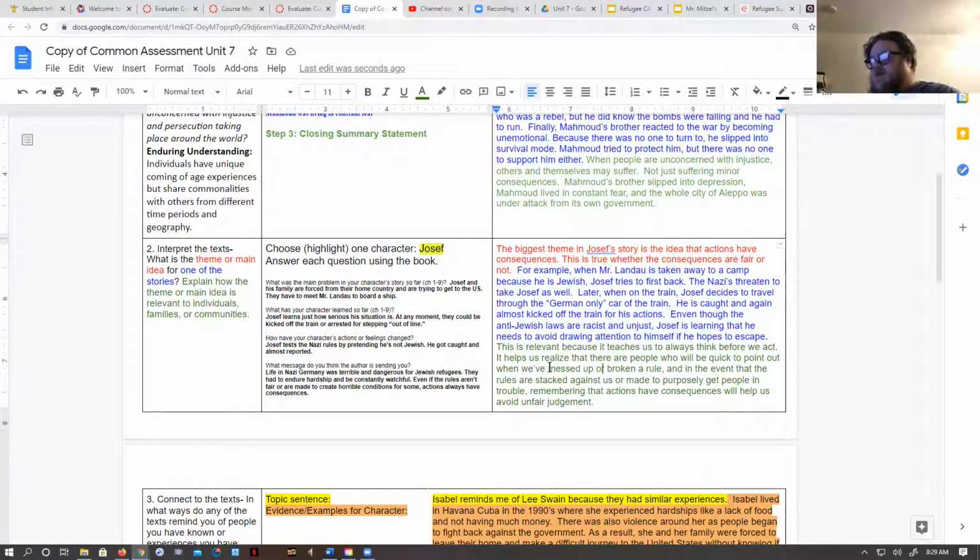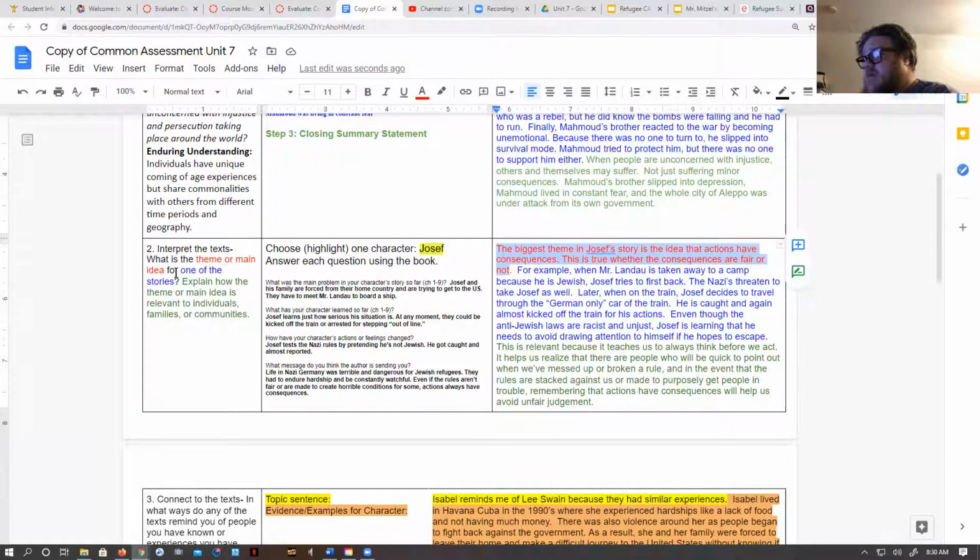All right, I have my response all typed up, and here's what I did. I came over here to the question to make sure I had all the parts. The theme or main idea is first, so I put it in red. The examples from the stories are in blue, and then my explanation on how the theme is relevant. The actions have consequences. This is true whether the consequences are fair or not. That satisfies this part of the question.